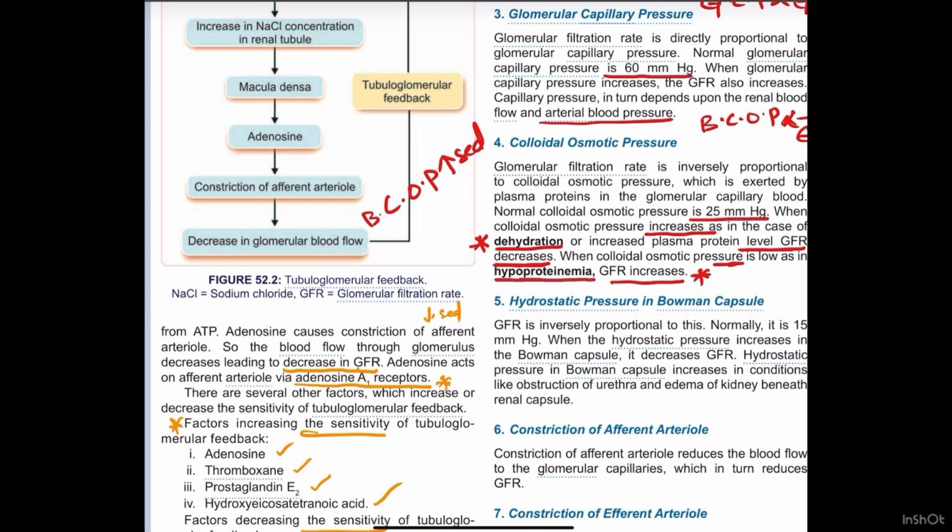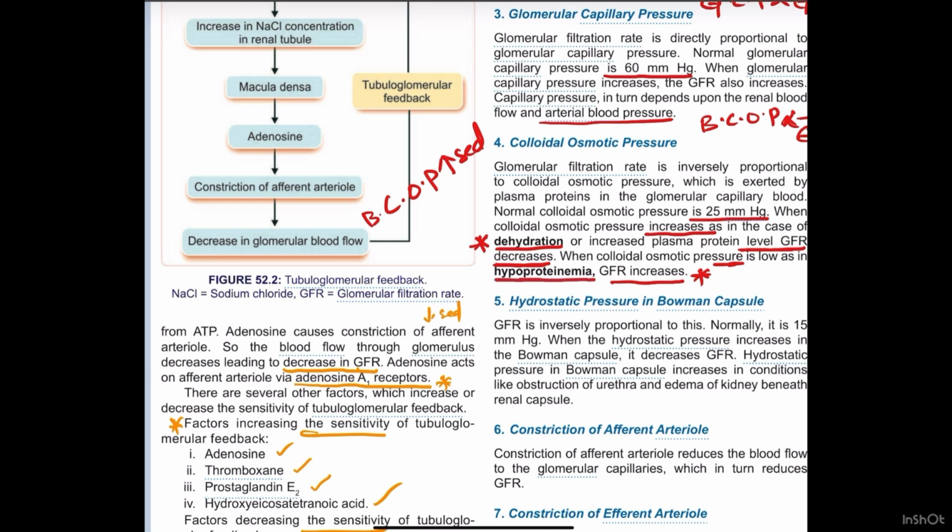It's going to be like hypoproteinemia. More proteins are there, hyperproteinemia. Okay, proteinemia. And hypoproteinemia means fewer proteins are there. Fewer proteins means more osmotic pressure. More proteins means less osmotic pressure. Reverse I told. One second, ma.